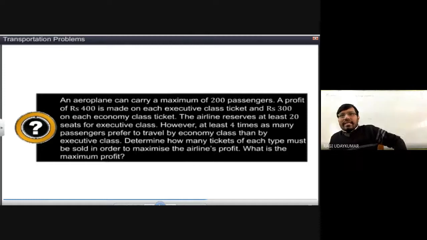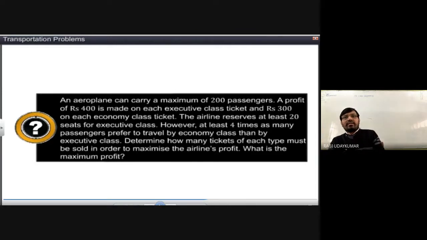An aeroplane can carry a maximum of 200 passengers. A profit of 400 is to be made on each executive class ticket, and 300 rupees on each economy class ticket. The airline reserves at least 20 seats for executive class. However, at least 4 times as many passengers prefer to travel by economy class than by executive class. The condition is this. Determine how many tickets of each type must be sold.